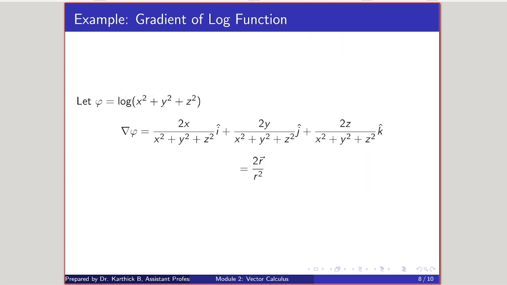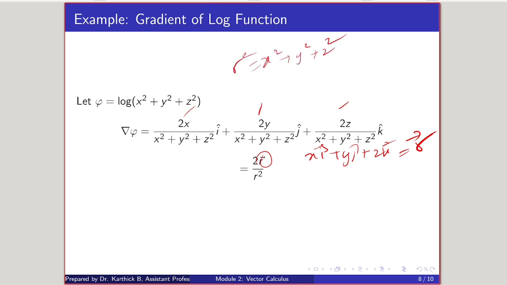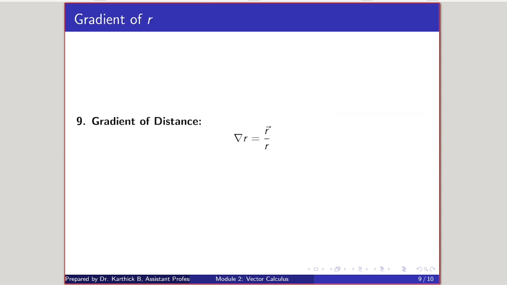Okay. Next, it can be simply written as, if I take 2 common from all the 3 terms, here it will be x i vector plus y j vector plus z k vector. Let me call it r vector. So I'm simplifying it. I have written that r square will become x square plus y square plus z square. So r is the square root of x square plus y square plus z square. And finally, gradient of distance: gradient r will be r vector by r.